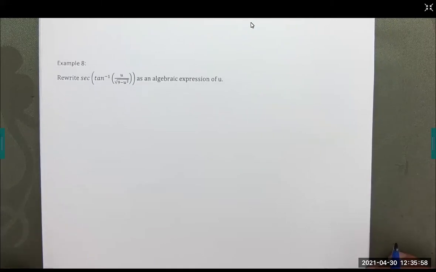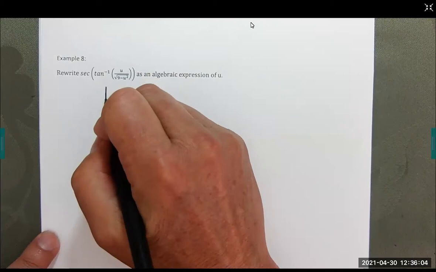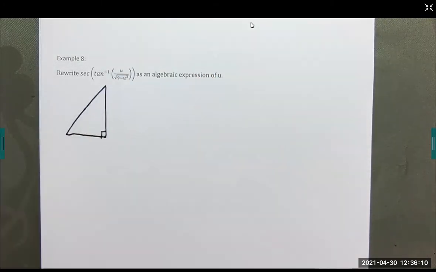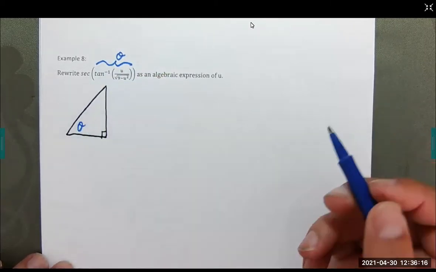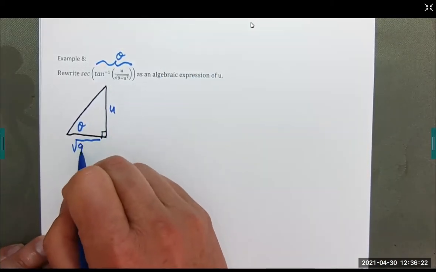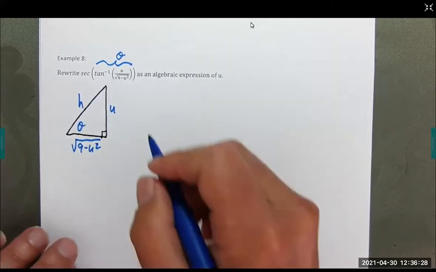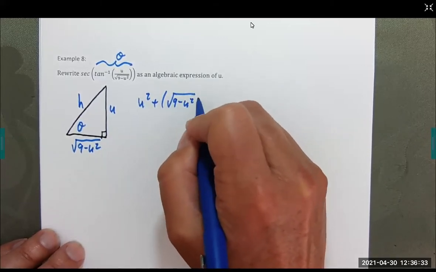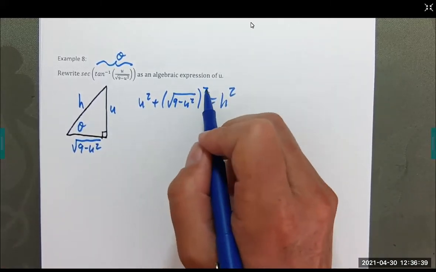We're going to do the same thing with this one. Again, this is all about the triangle. So again, that is our theta. Tangent is the opposite over the adjacent. And I'll call this h for hypotenuse. So u squared plus square root of 9 minus u squared, squared equals h squared. Once again, the radical and the squared cancel each other out.